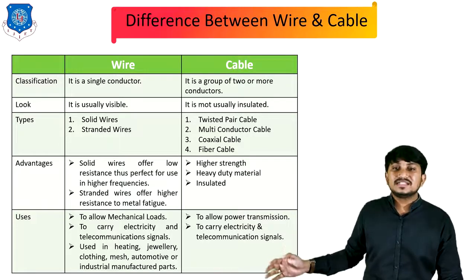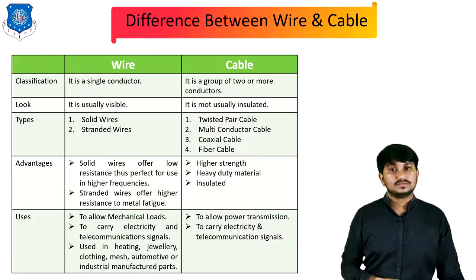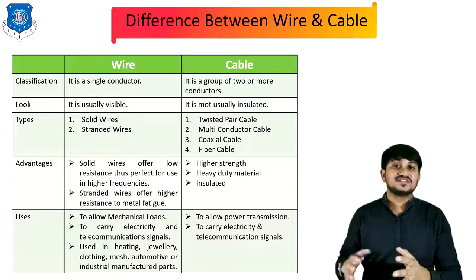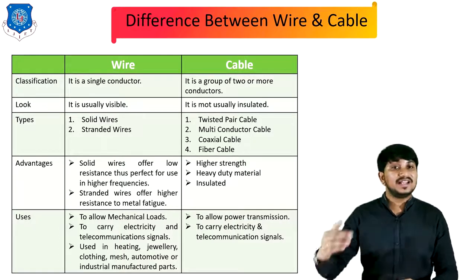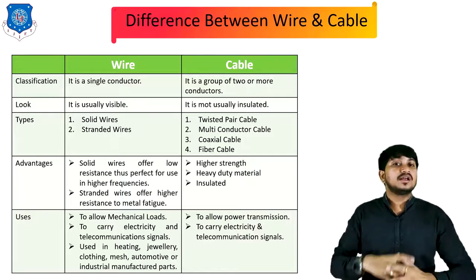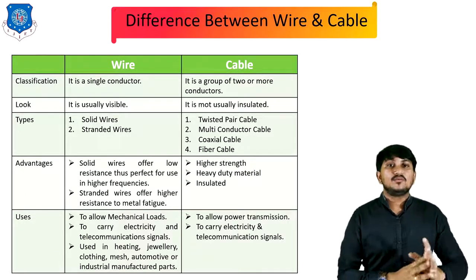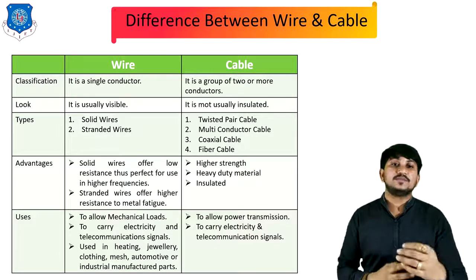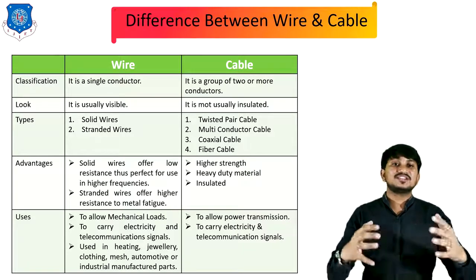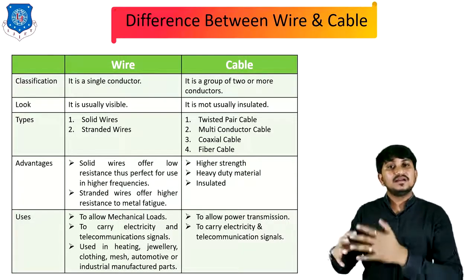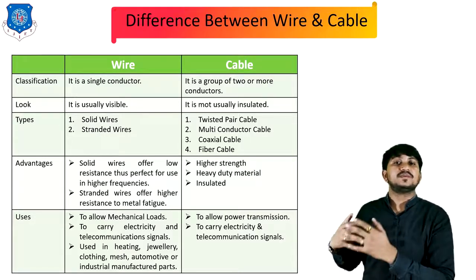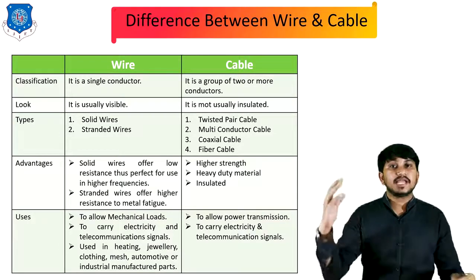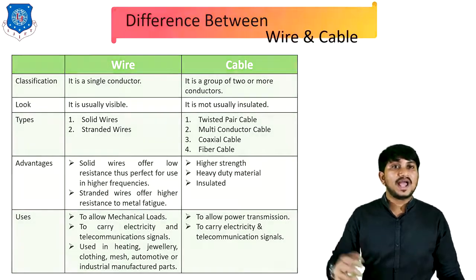Okay, now let's discuss the uses of wire and cable. This wire allows mechanical loads on it. It can carry electricity and telecommunication signals. Okay, it is used in heating, jewelry, clothing, mesh, automotive, or industrial manufacture parts. Okay, while cable allows power transmission, it also carries electricity and telecommunication signals. Okay, so for power transmission, cable can be used for basic electrical work. Okay, for electricity or telecommunication signals, wires can be used. Okay, for long distance telecommunication transmission, cables can be used. So this is the difference between wire and cable.